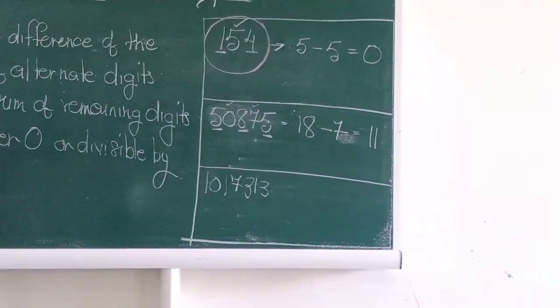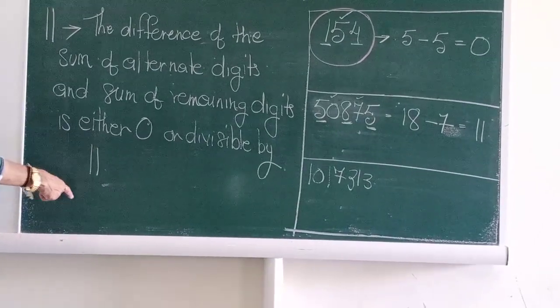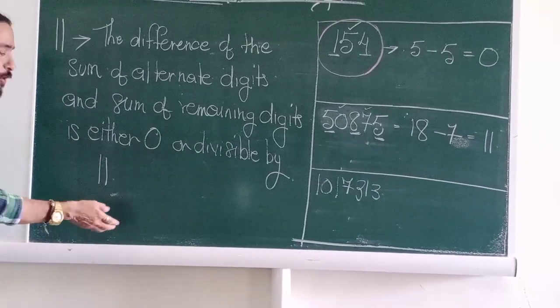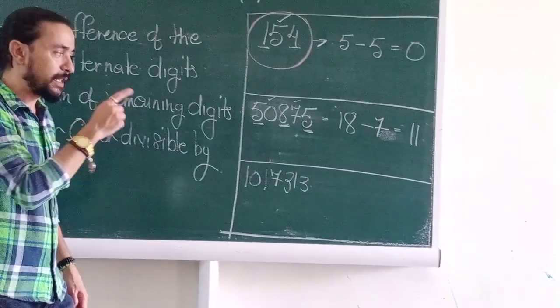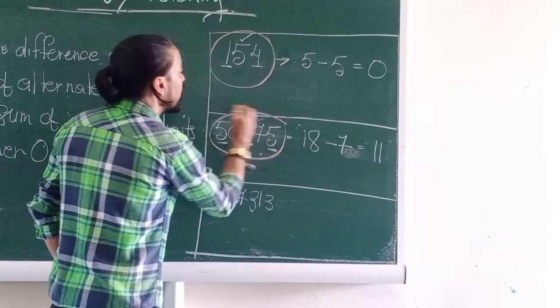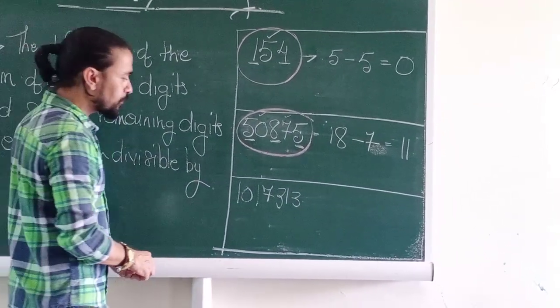And that is what it says. The answer should either be 0 or be divisible by 11. It doesn't have to be 11 all the time. It can be 22, it can be 33, it can be 44. It should be divisible by 11. So I got 11. Is 11 divisible by 11? Yes, 11 is divisible by 11. So this number is also divisible by 11. Let's go to the next sum.